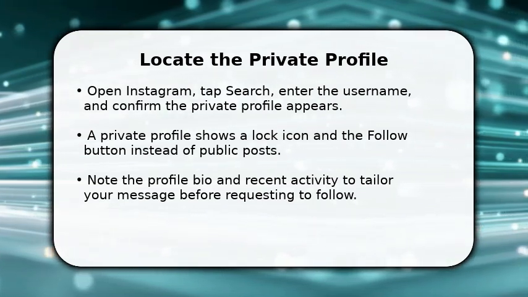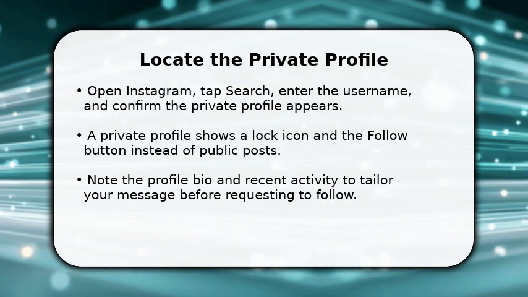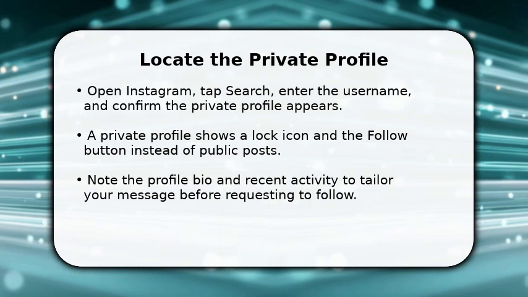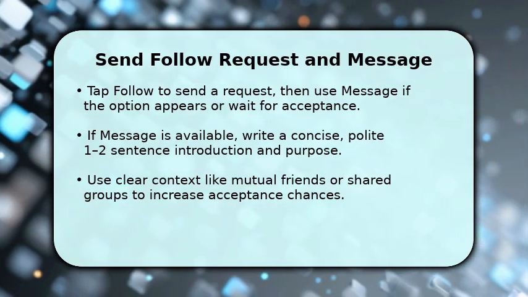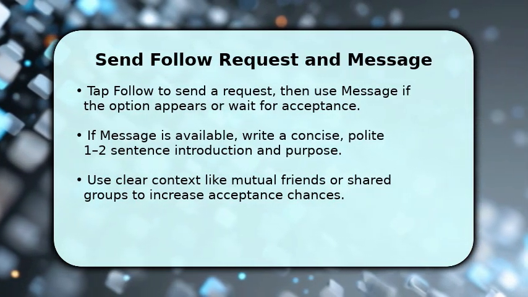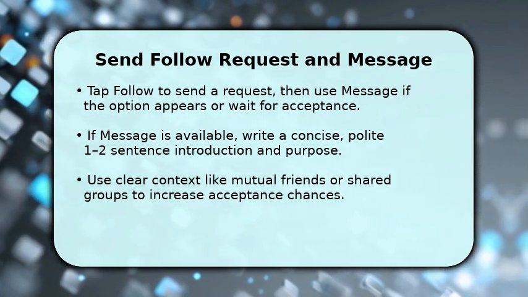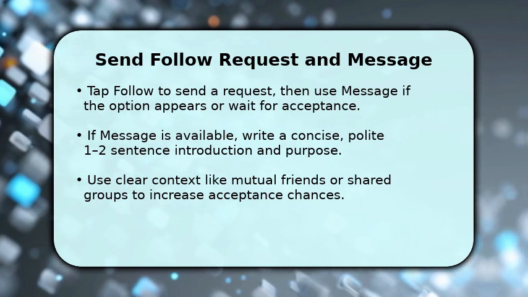Write down why you want to connect and any relevant context so your follow request and initial message are clear and respectful. Tap follow to send a request and immediately check if the message button is available. Some private accounts allow direct messages while pending, but many put messages into message requests.